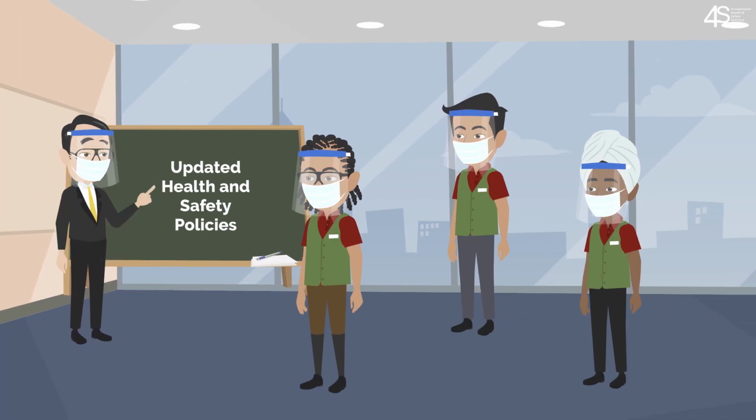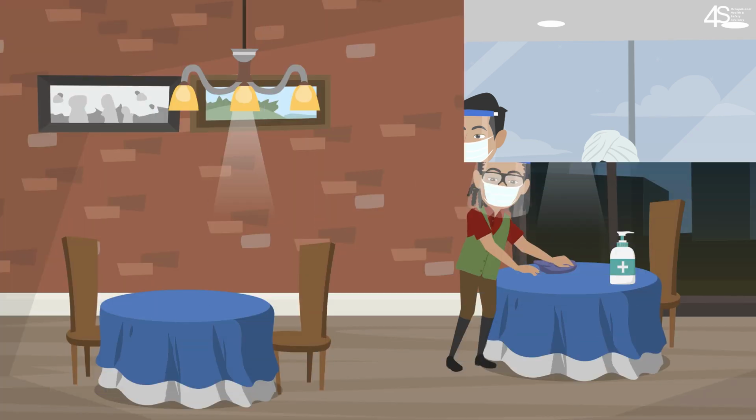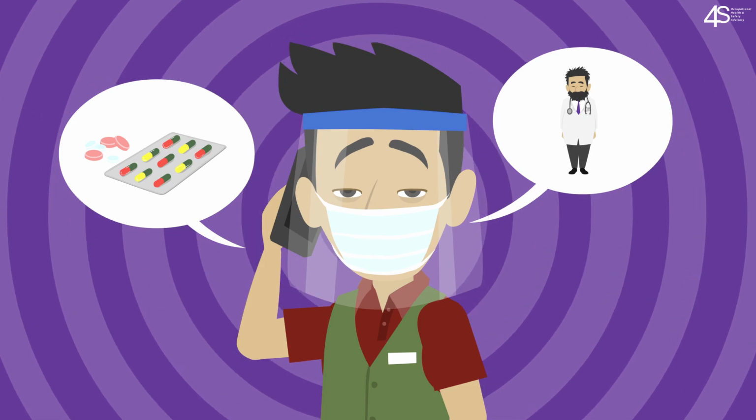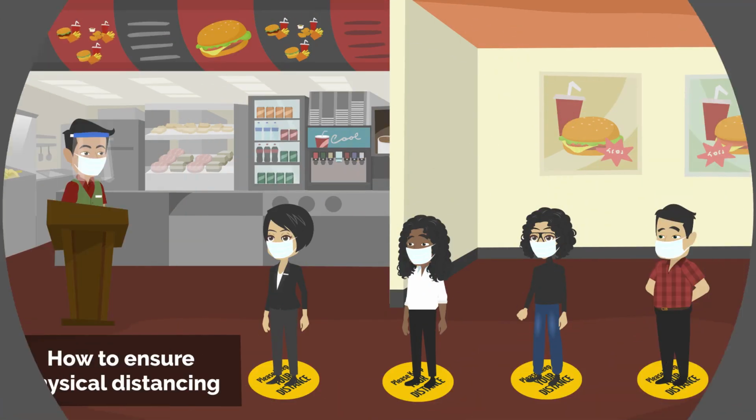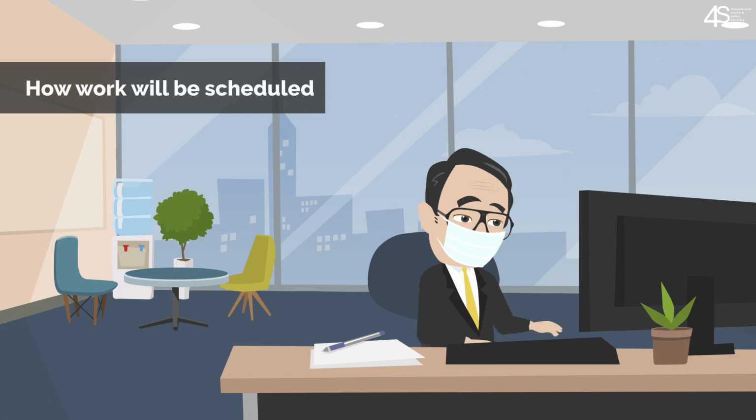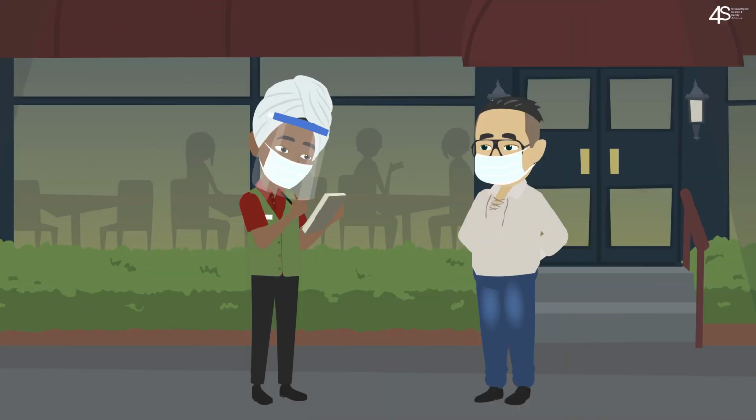Employers must ensure that health and safety policies are updated and posted for all to see. These policies should cover how the workplace will operate, including, but not limited to, the sanitization of the workplace, how workers report illnesses, how to ensure physical distancing, how work will be scheduled, and screening measures.